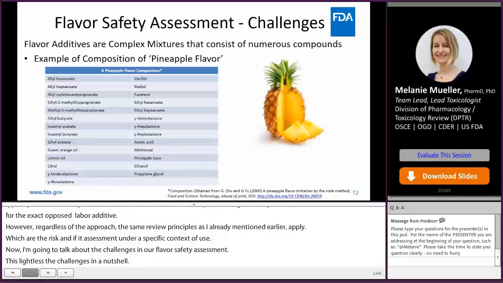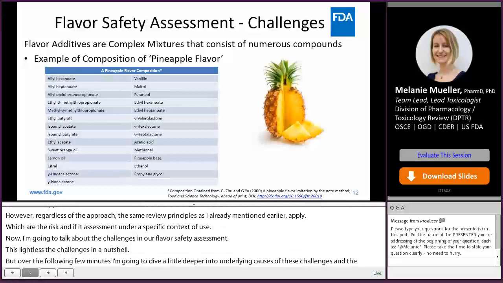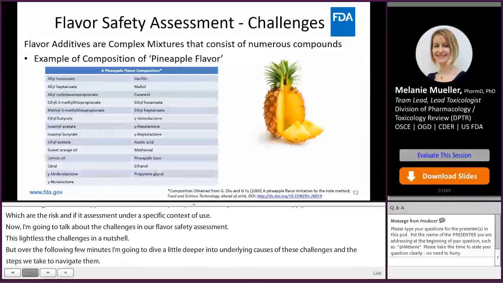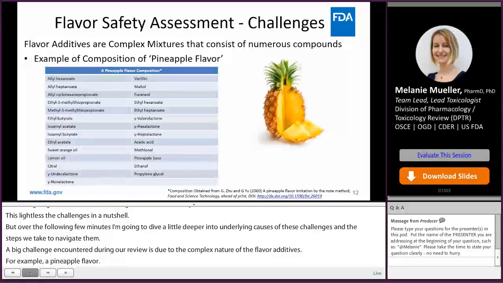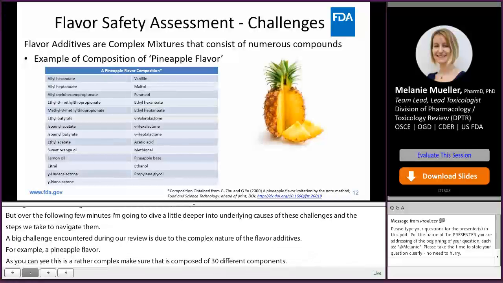A big challenge we encounter during our reviews is due to the complex nature of the flavor additives. Depicted here is the composition of a pineapple flavor. As you can see, this pineapple flavor is a rather complex mixture that is composed of approximately 30 individual components. Now picture that we have to review the individual components of a flavor rather than the flavor as a whole. And you can imagine that our review process becomes rather cumbersome and time-consuming.